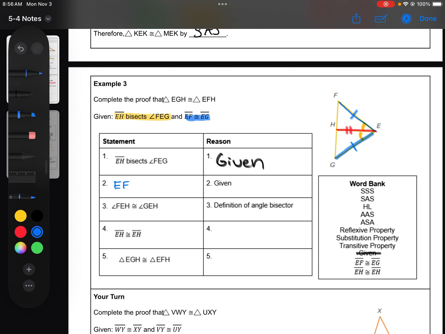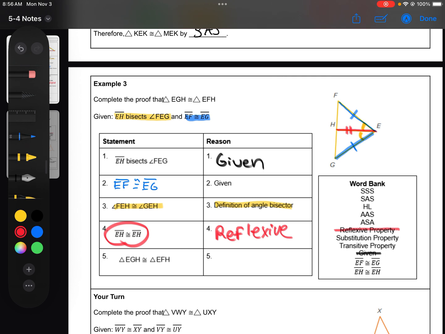The next given information is not on the proof, so we're going to write it in. We were given that EF is congruent to EG. Okay? And then we have that FEH is congruent to GEH by the definition of an angle bisector. So that's exactly what I have marked in yellow. So we are good there. Okay? And then why would segment EH be congruent to segment EH? So it's going to be congruent to itself once again by the reflexive property. So there we go. I can cross out reflexive property.